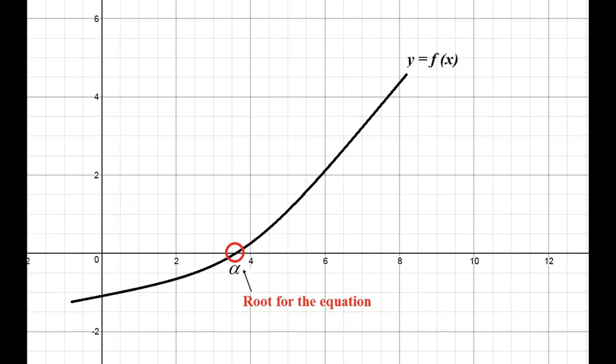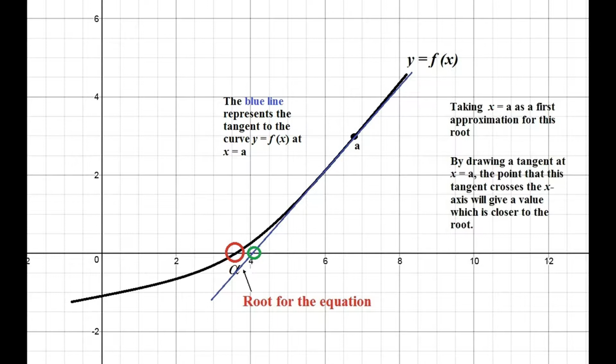Now, the idea of Newton Raphson, so let me explain the idea. Let's go to the next screenshot. Suppose we have a first approximation for this root, which I call x equals a. If I draw a tangent at x equals a, this blue line represents the tangent to the curve y equals f of x at x equals a. The point where this tangent crosses the x-axis will give a value which is closer to the root for this equation. I highlighted that point in green.